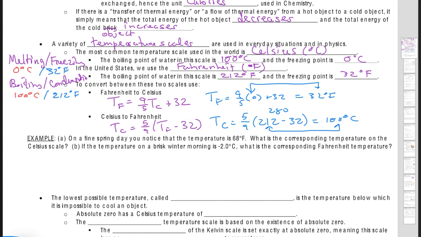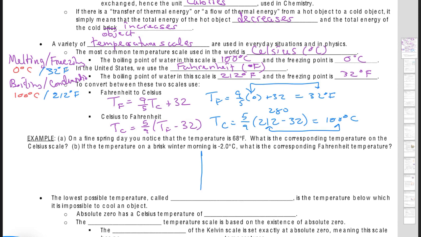All right, so that was converting between the boiling points. Let's look at a different conversion. On a fine spring day, you notice that the temperature is 68 degrees Fahrenheit. What is the corresponding temperature on the Celsius scale? And if the temperature on a brisk winter morning is -2 Celsius, what is the corresponding Fahrenheit temperature?